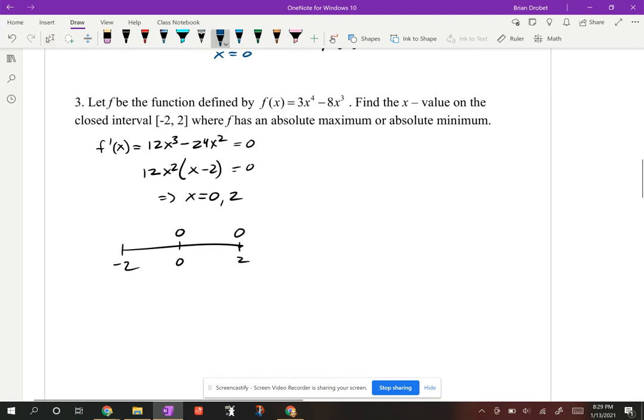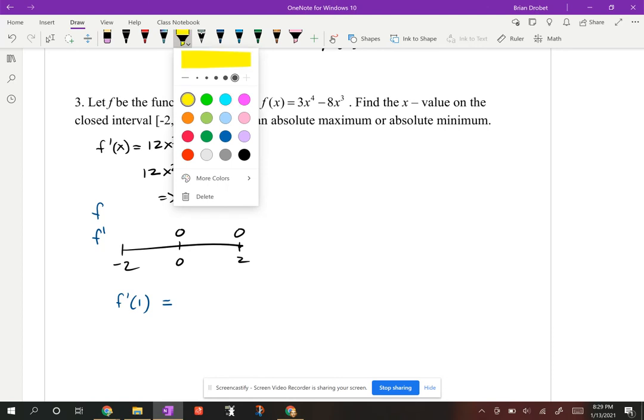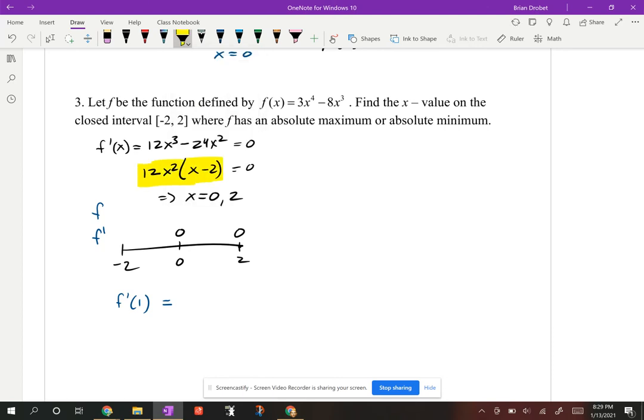So let's choose some test points here. Let's look at f prime at 1. Remember, I'm going to look at the value of f prime to get the behavior of f. So f prime at 1 is going to work out to be, and once again, I'm going to use the factored form of the derivative, that's the easiest way to do it, 12 times -1, which is -12. That's negative. Function decreases.